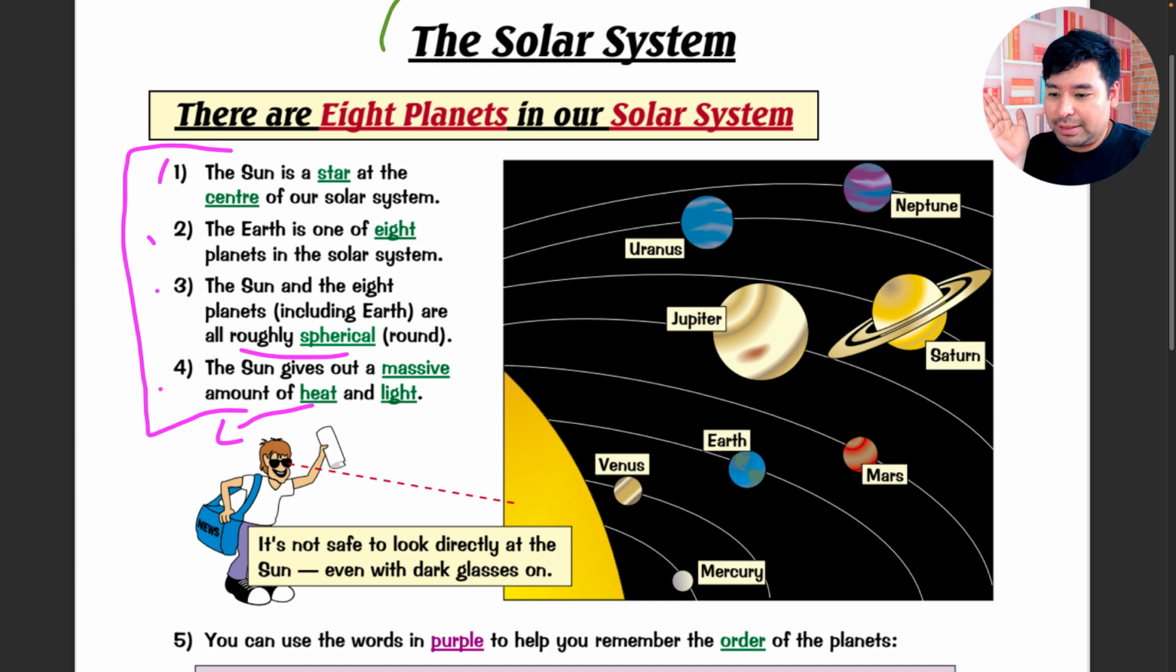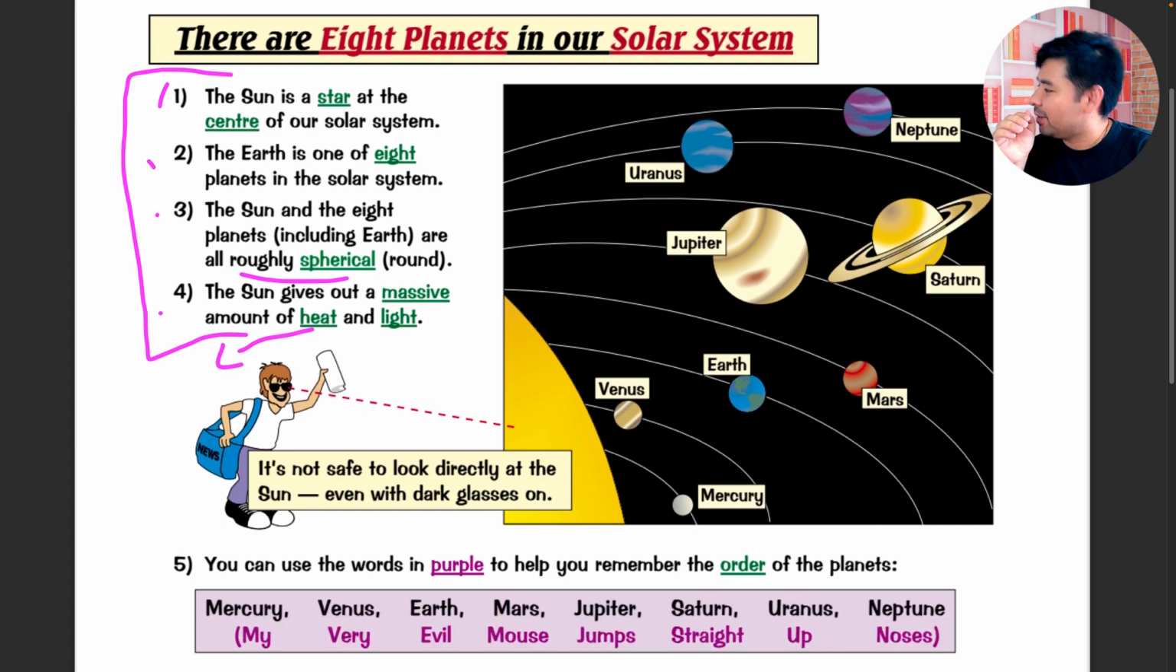And also on the right side, we can see the planets. I'm not sure if I know how to pronounce all the names of the planets in English correctly. So I'm going to play the audio first, and then after we repeat.